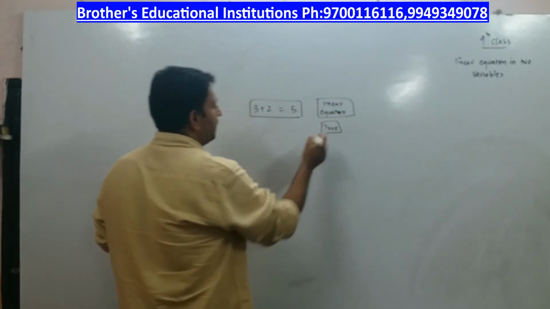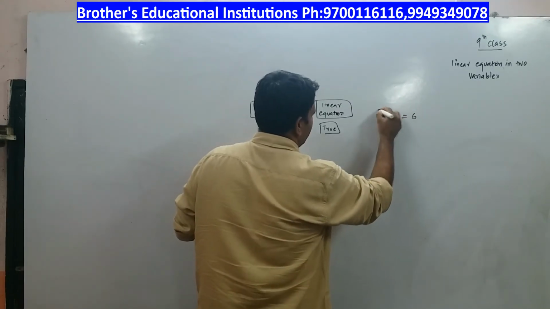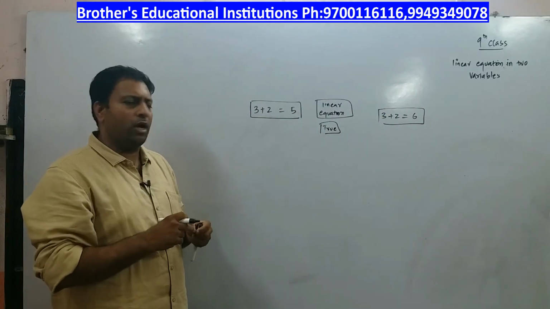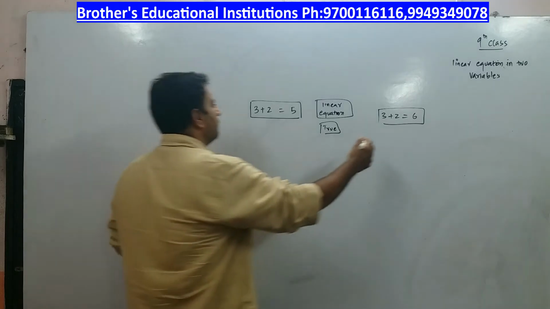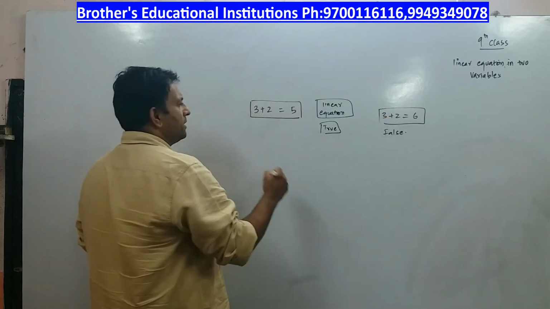It is true. I can also write 3 plus 2 is equal to 6. Right? 3 plus 2 is equal to 6. But that is not true. That value is false. Right? False.